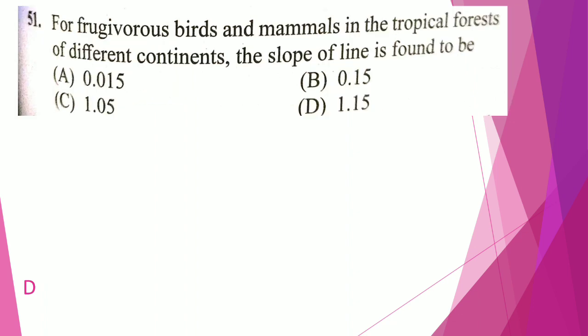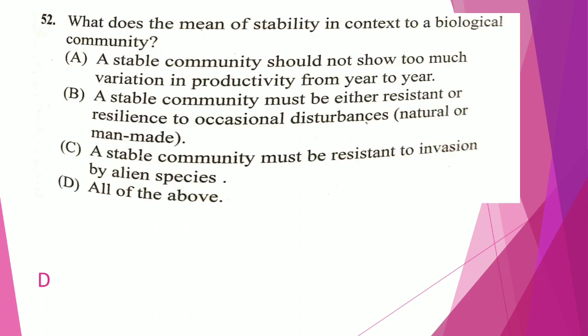For the frugivorous birds and mammals in the tropical forests of different continents, the slope of the line is around 1.15. When you take the slope of the line for frugivorous birds and mammals in the tropical forest, it is 1.15. The answer is D.